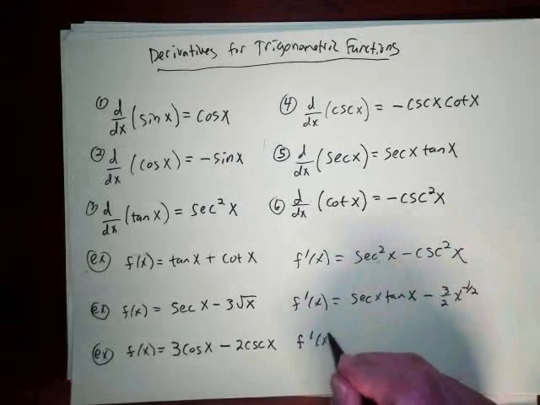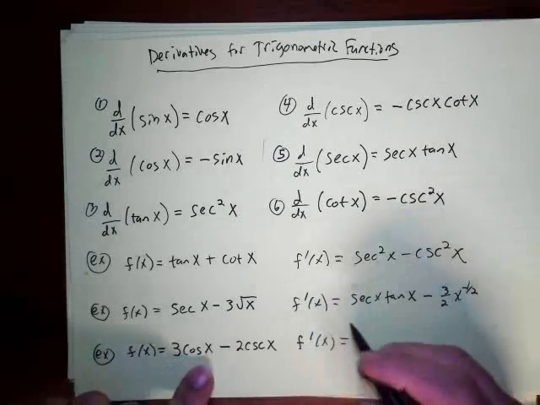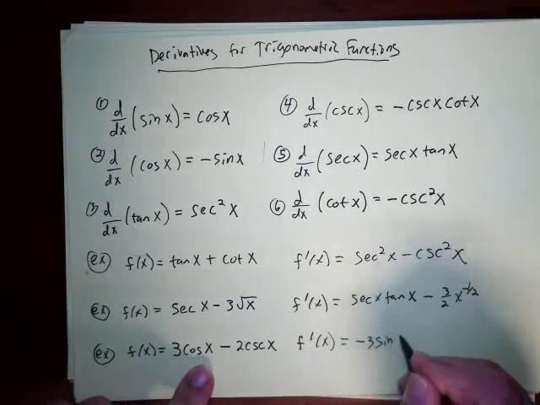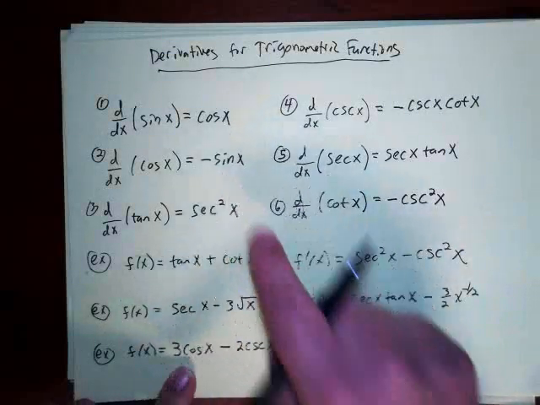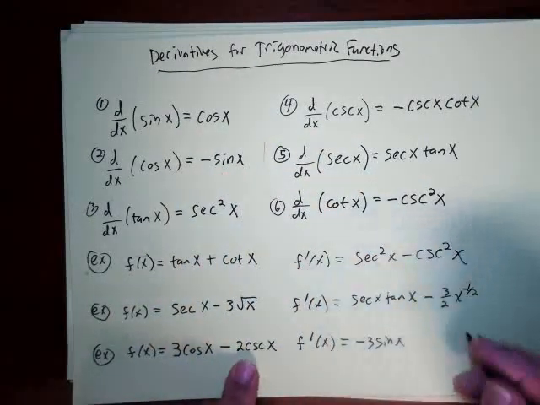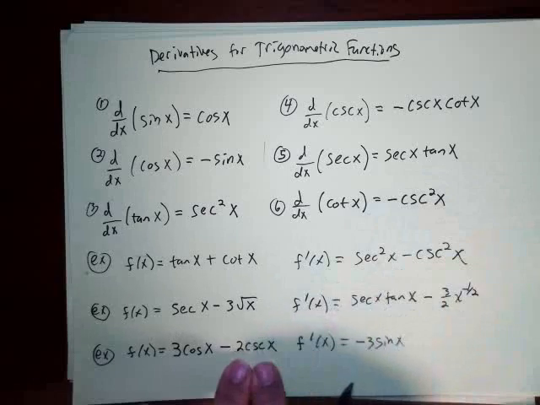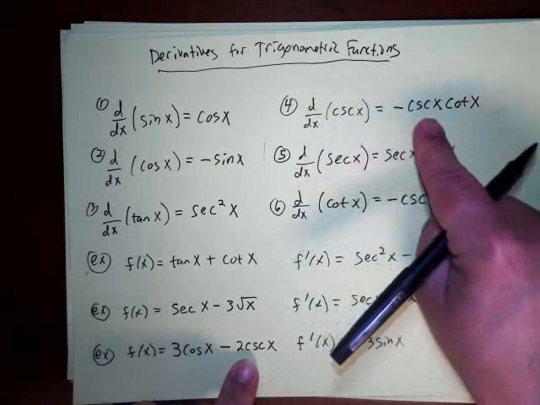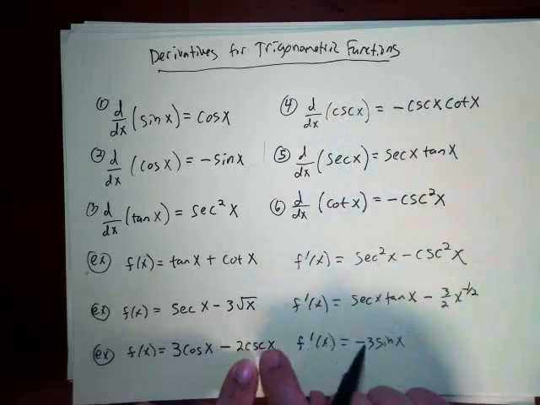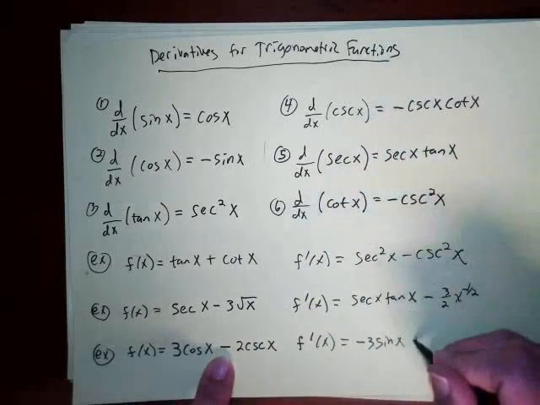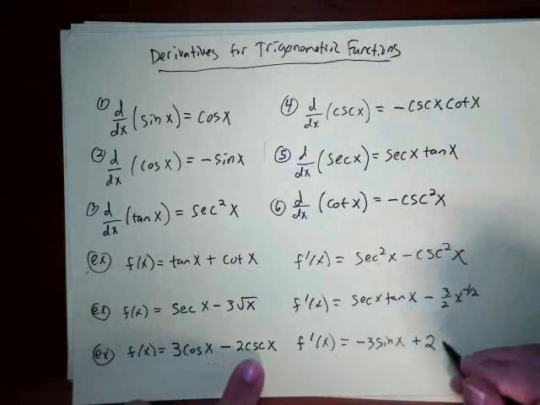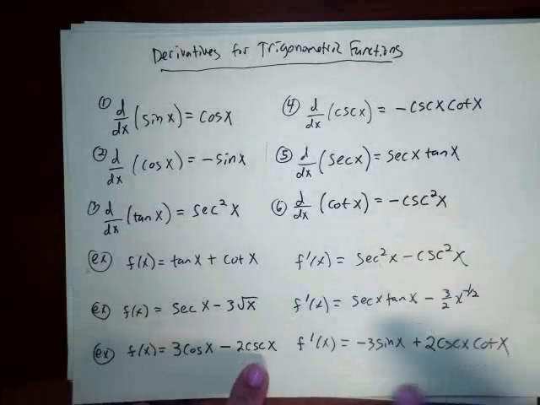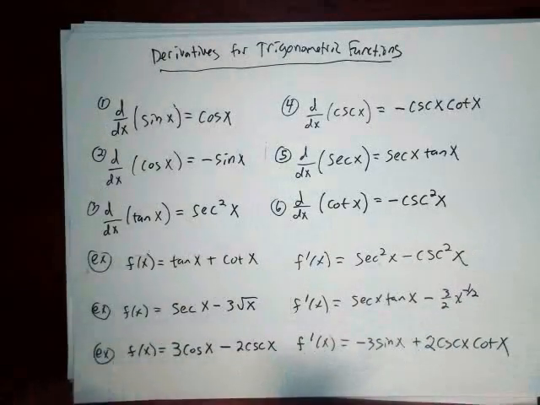And then f prime of x here, 3 cosine of x, that's just the -3 sine x, because the derivative of cosine x is negative sine x. And then this, for -2 cosecant x, the derivative of cosecant x is negative cosecant x cotangent x. So the negative here will make that positive. This is a constant multiple. And then I'll have cosecant x cotangent x. So that would be the derivative of this.